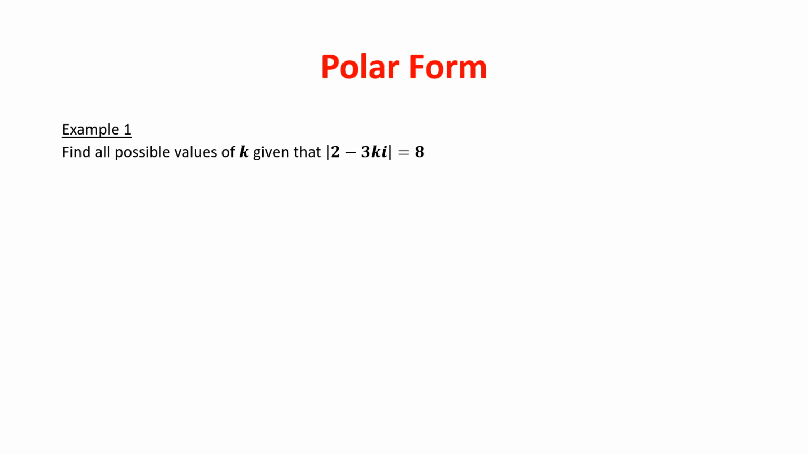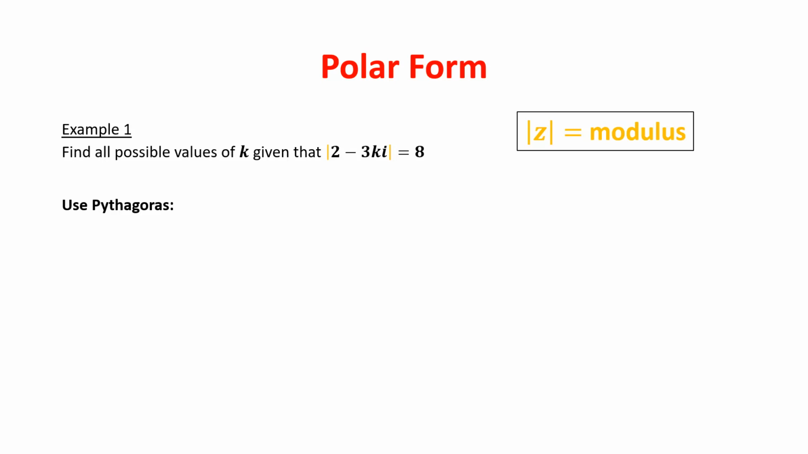Example 1: find all possible values of k given that the modulus of 2 minus 3ki is equal to 8. Remember those straight brackets mean modulus, and the modulus is the distance away from the origin, and we use Pythagoras. So let's go: r squared is equal to 2 squared, which is the real bit squared, plus the imaginary bit squared, minus 3k all squared. 2 squared is 4, minus 3k times minus 3k is 9k squared. And we square root it to get the modulus.